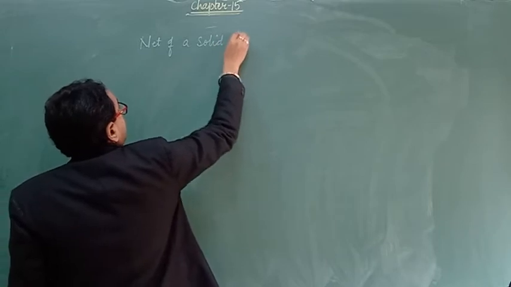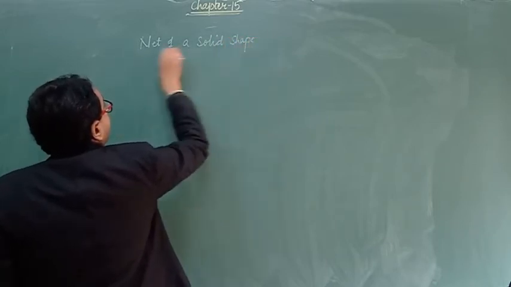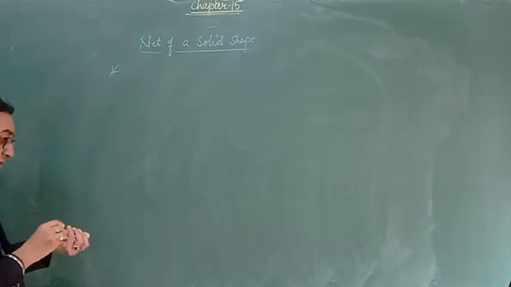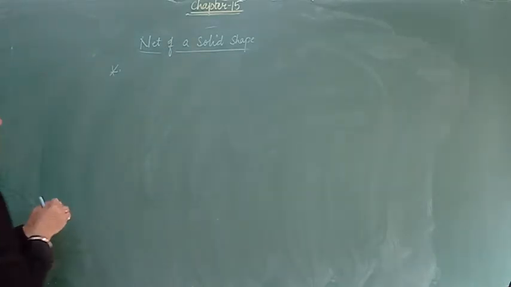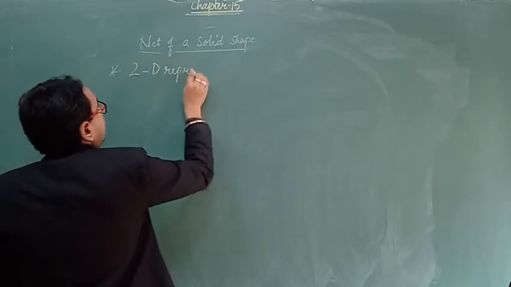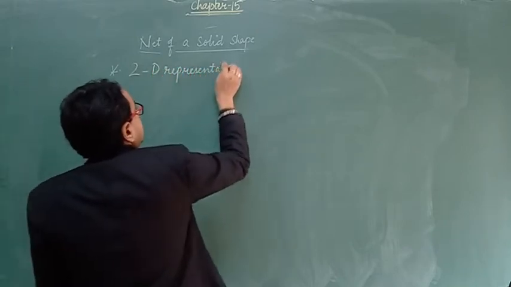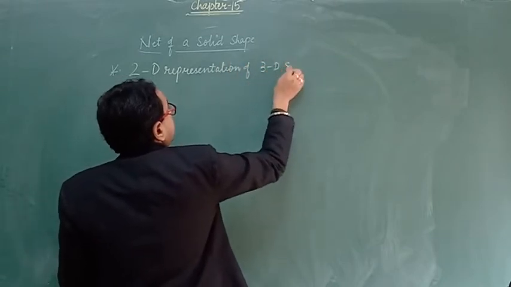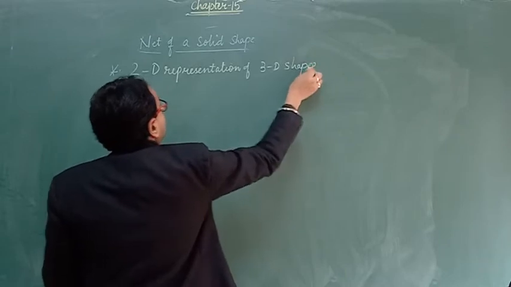What we will do, we will convert or represent this figure into 2D. Let's understand what it means. What is a net? A net is a 2D representation of 3D shapes. That's what makes it a net.